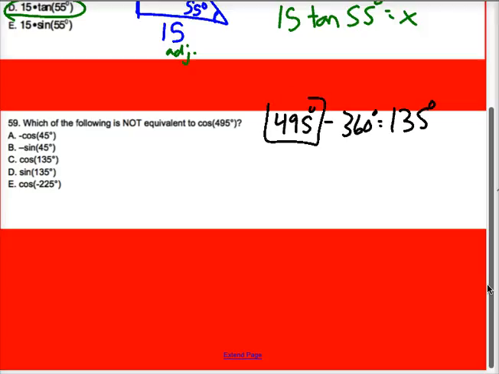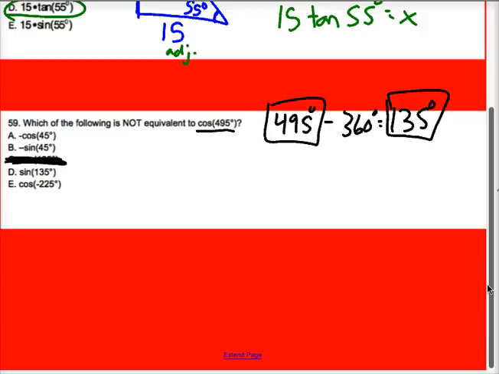So 495 degrees is exactly the same thing as 135 degrees. So that means that this cosine value will be exactly the same as that cosine value. So once we know that's the same, I'm going to scratch it off.